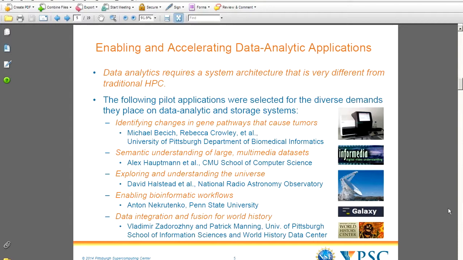Obviously, there are different I/O demands. There's much different system balance, much lower emphasis on flops, and much higher emphasis on flexibility, versatility, being able to move data efficiently, and different types of nodes.